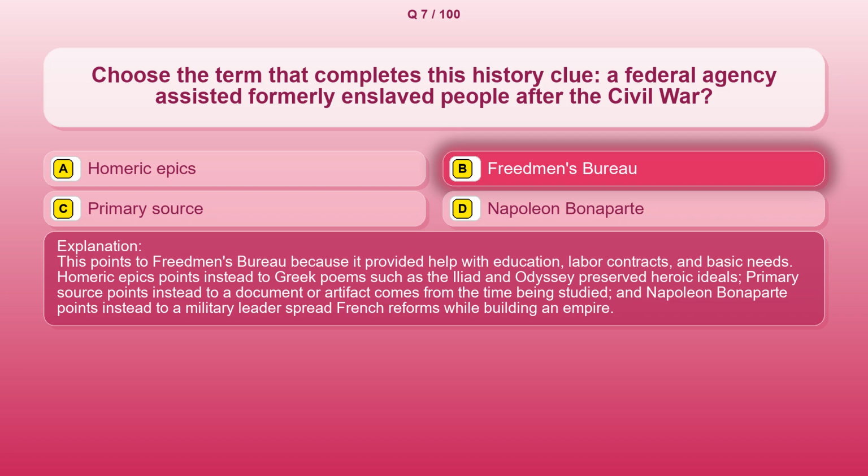Homeric epics points instead to Greek poems such as the Iliad and Odyssey that preserved heroic ideals. Primary source points instead to a document or artifact that comes from the time being studied, and Napoleon Bonaparte points instead to a military leader who spread French reforms while building an empire.